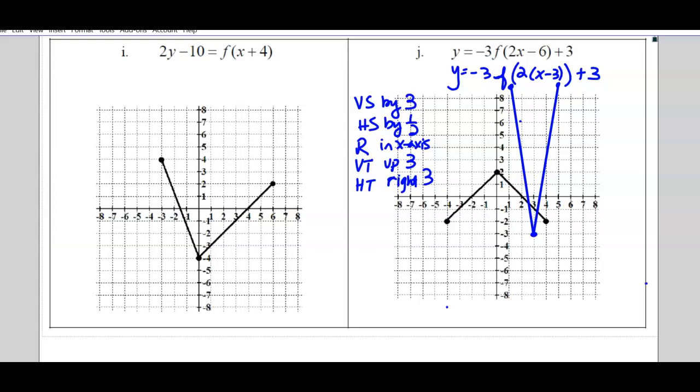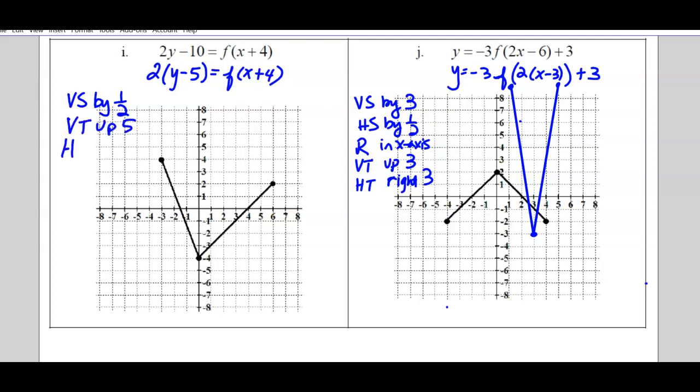And then I. I want to factor this one to make sure I get the transformations correctly. So if there's a coefficient with either y or x, make sure you factor out the coefficient. Now that's actually in transformation form, so that's going to be a vertical stretch by a half. No horizontal stretch. Vertical translation up 5. Horizontal translation 4 to the left.